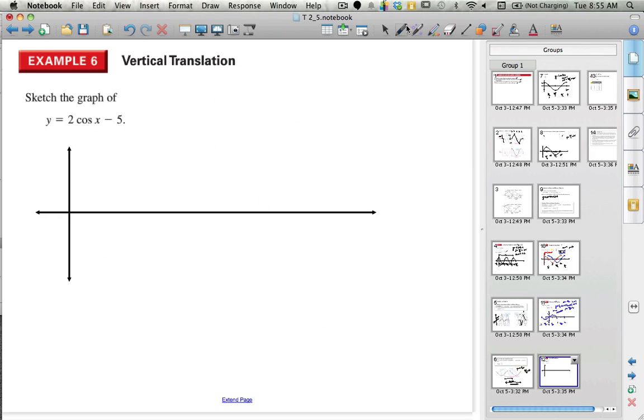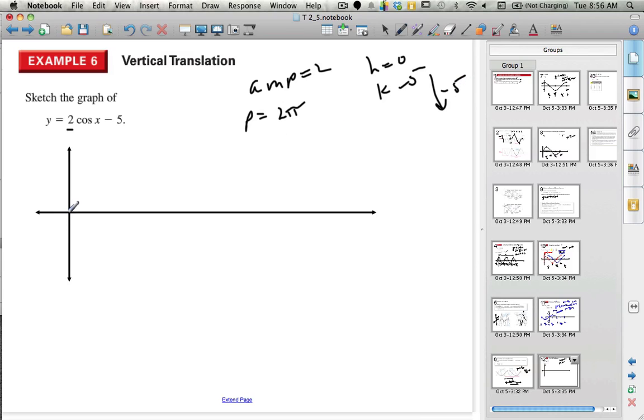Over here we're looking at one that's a little more simple than the last one. So I know my amplitude is equal to 2. I know that in this case h is equal to 0, there's nothing in parentheses with the x. I know that the period is going to be 2 pi over b, and b is 1, so that's going to be 2 pi. And I know that k, the thing being added on at the end, is -5. So what that means is everything's going to get shifted down by 5.